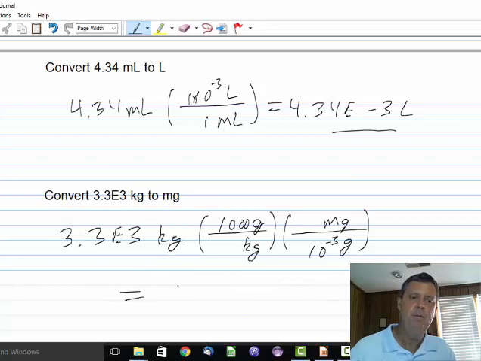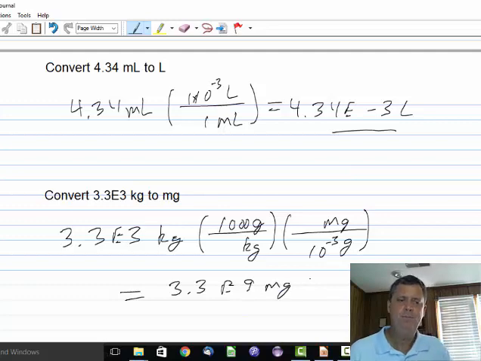And this equals 3.3 times 10 to the 9th in this case. So pretty straightforward. I think that's actually very similar to the previous problem with meters, or kilometers to millimeters.